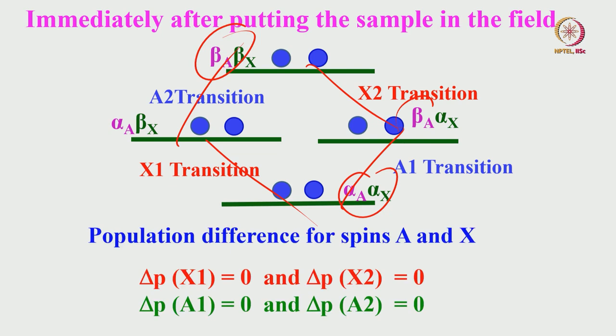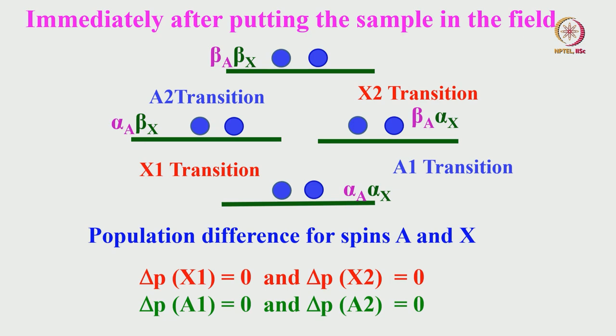For the sake of understanding the intensity of the peaks, I have written certain populations here. Why did I write those numbers? Because I just wanted to ensure that the population difference gives me the intensity. In a weakly coupled or two spin system which are not even coupled, there are only four possible transitions, and for each spin two of the transitions are equal. So I want to ensure that the transitions have identical intensities. That's why I have written these possible distributions immediately after putting the sample in the magnetic field. Immediately after putting, I am not even waiting for the T1 period. If you wait for the T1 period, there is a redistribution here.